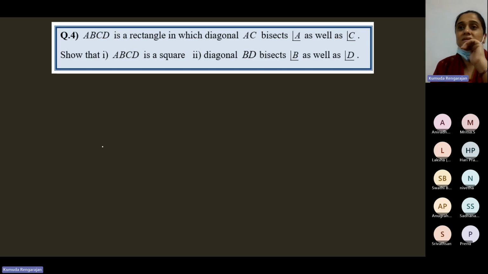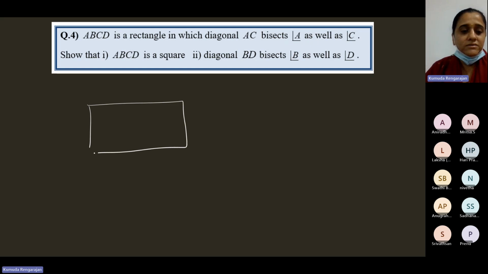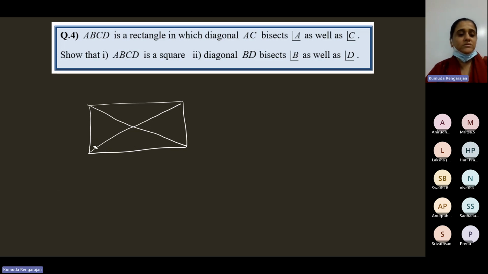In a rectangle, the diagonals do not bisect the corner angles. This is 90, in a rectangle. It will not be 45, 45. If it is, it's a square. If it is a rectangle and not a square, then it will not be 45. So maybe like 60, 30, or 70, 20, whatever. But it will not be 45, 45.